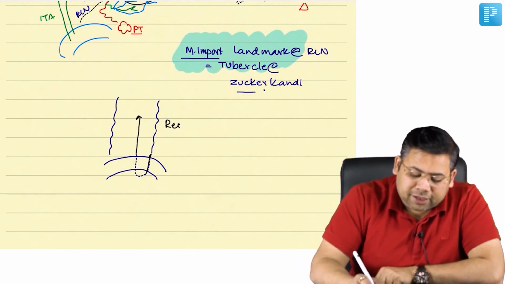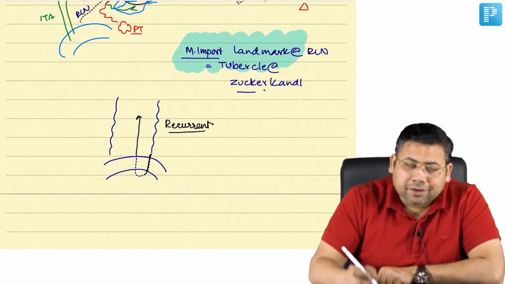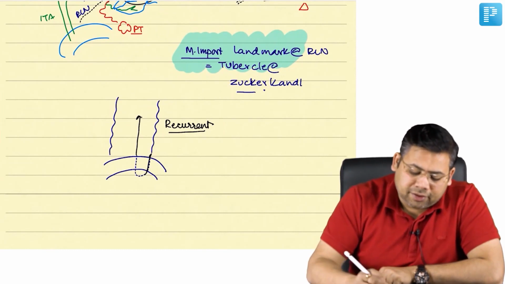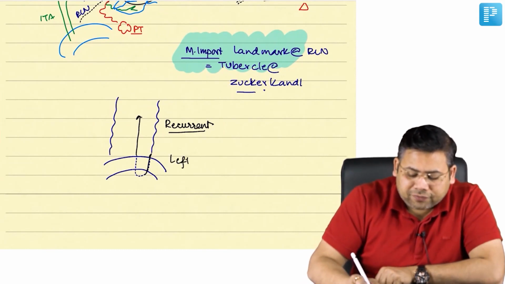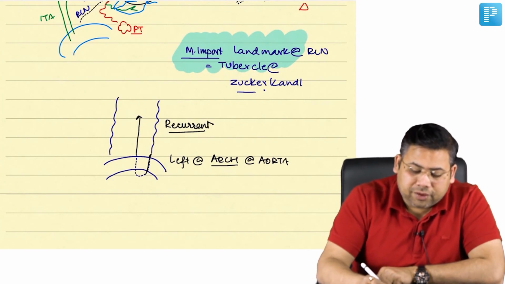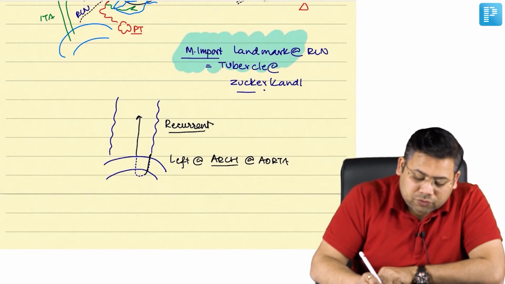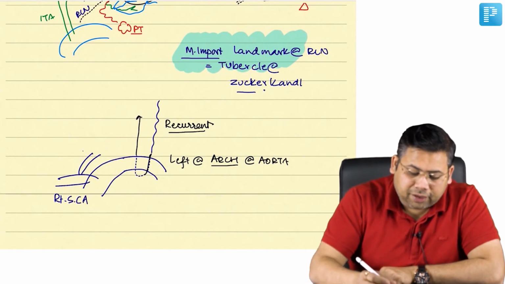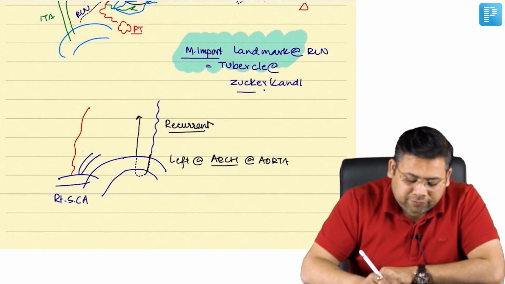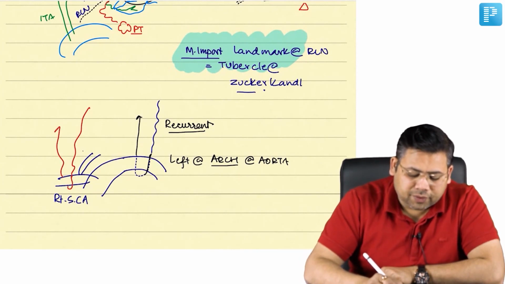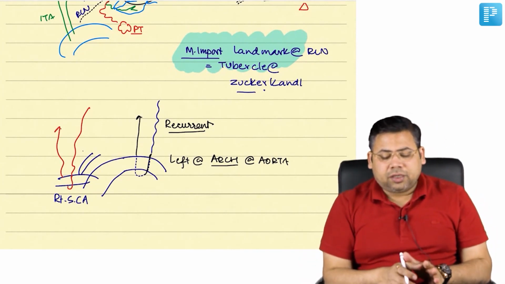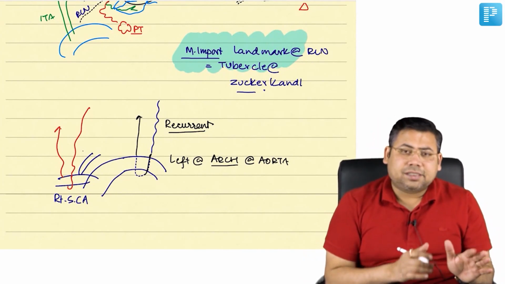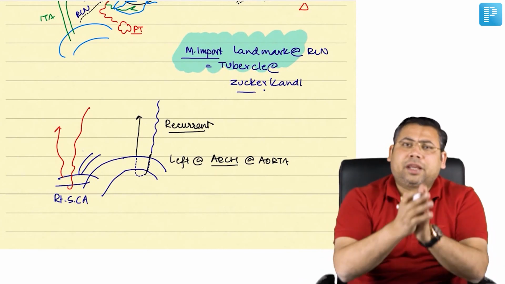So why are they known as recurrent? Because they go down and retrace their path up towards the neck. On the left side, they arch around the arch of aorta. On the right side, it is the right subclavian artery, and this is the place where the right side branch will take a U-turn. So left goes around the arch of aorta, right branch goes around the right subclavian artery, and then they move up into the tracheoesophageal groove.